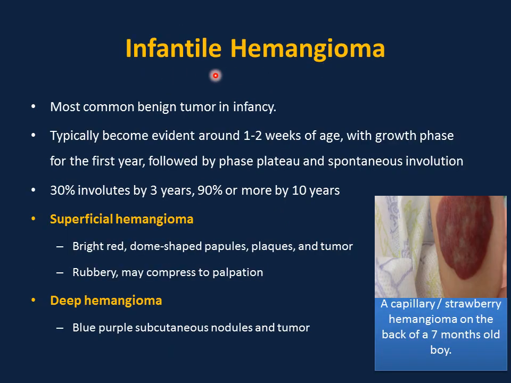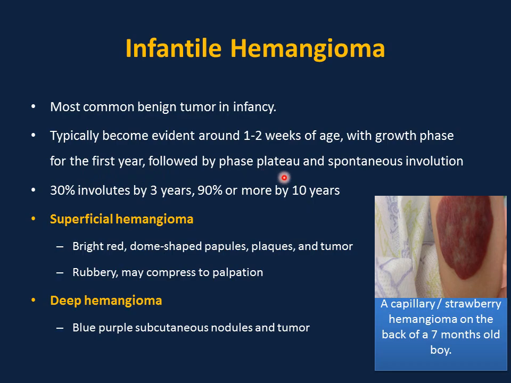Infantile hemangioma. Very important to learn about infantile hemangioma. It is the most common benign tumor in infancy, typically becoming evident around 1 to 2 weeks of age. So the child may be born with no hemangioma, then it starts to appear afterward with the growth phase. It starts to increase in size and become more obvious in the first year. So you have to teach the parents it may get worse before it gets better.